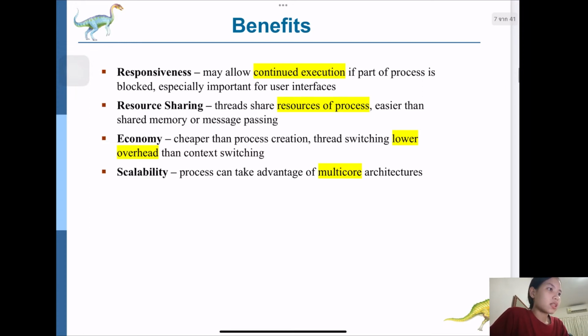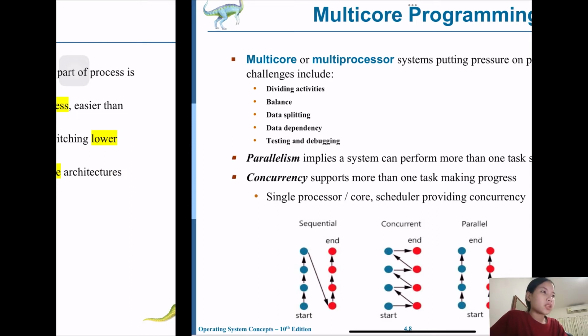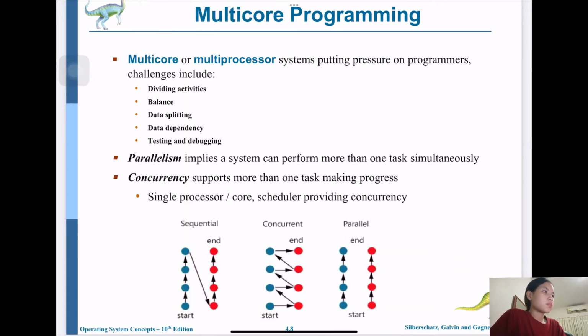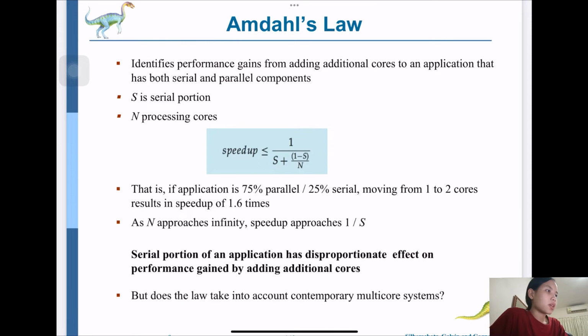Scalability: a process can take advantage of multicore architectures. Multicore programming, on a multicore or multiprocessor system, puts pressure on programmers. Challenges include dividing activities, balance, data splitting, data dependency, testing, and debugging. Parallelism implies a system can perform more than one task simultaneously. Concurrency supports more than one task making progress.